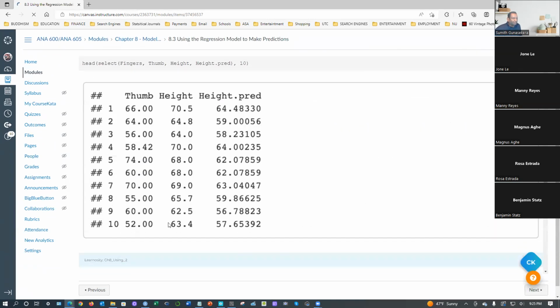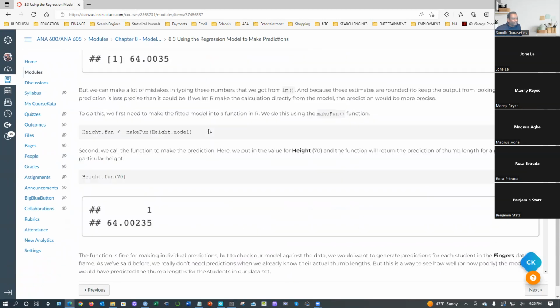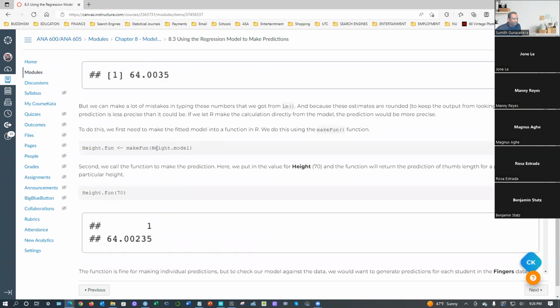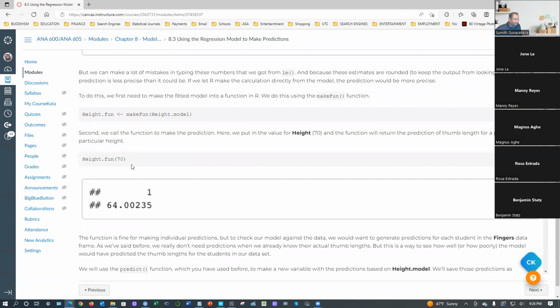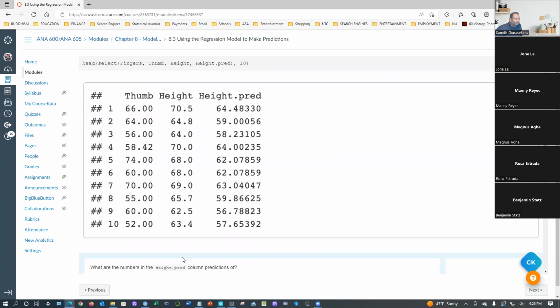But anyhow, if you want to calculate anything in between, you use the predict too. Use predict on the height model, and you use the make function for the height model, and then you calculate. Or you go straight to the height model and then predict, and it will calculate pretty much all the values, all the x values corresponding to all the heights, the estimated thumb length. These are the estimated thumb lengths. All the points are going to be on the straight line.